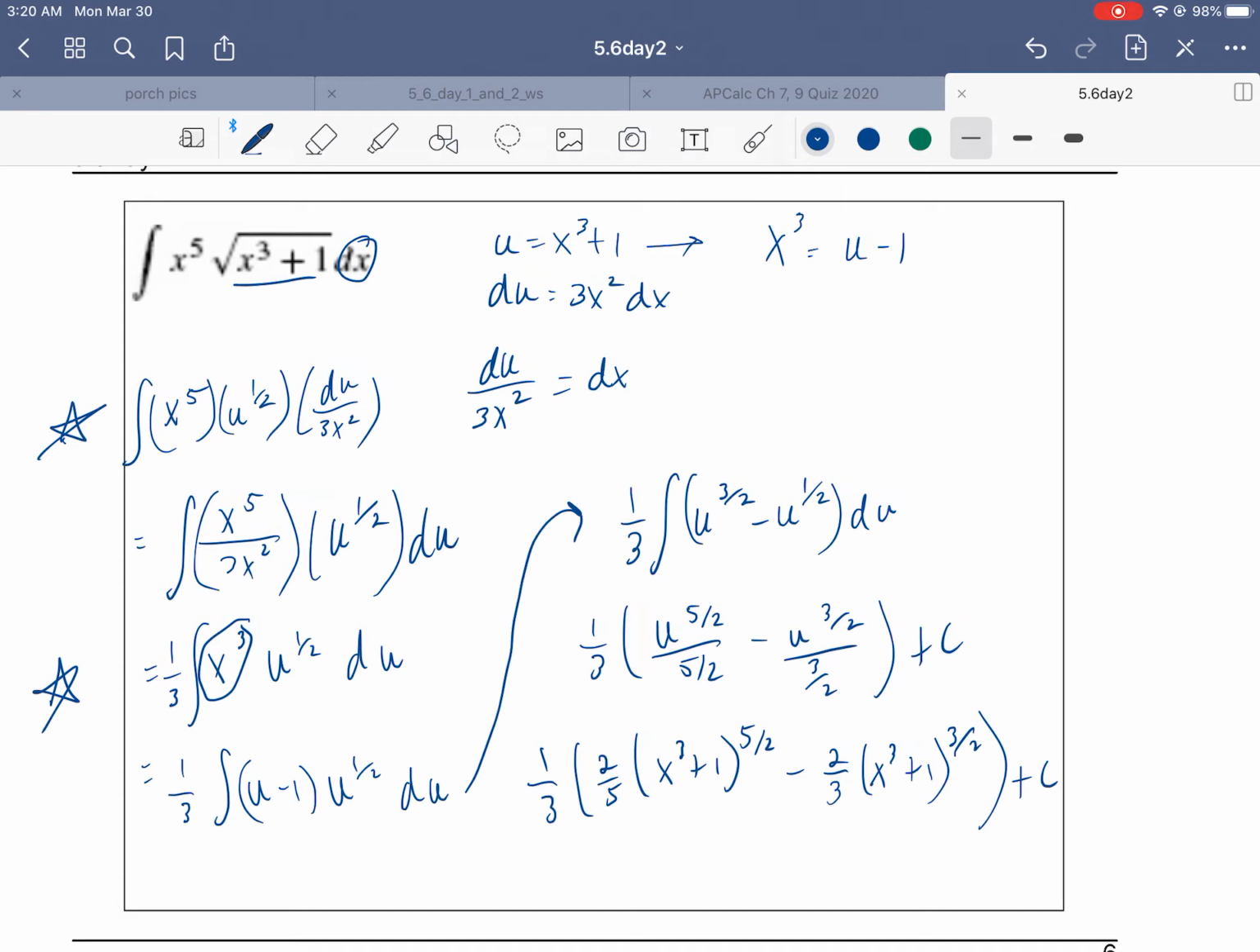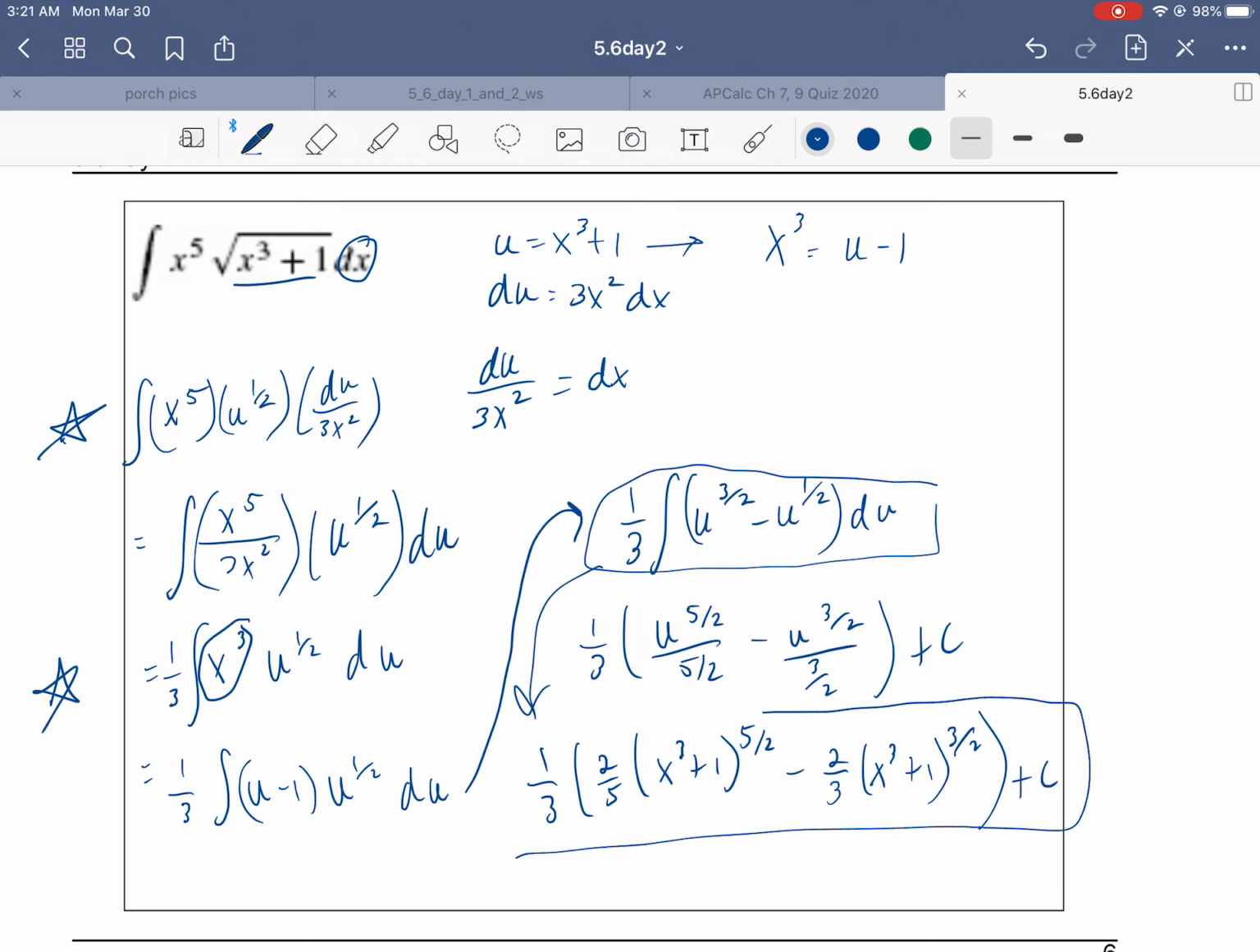That helps me see that I still just need an x cubed. I found an x cubed in my u equals equation. So I solved for x cubed. x cubed is equal to u minus 1. Then I plugged that in, distributed, and finally got to a place where I could antiderive. And my final answer brought me to here.